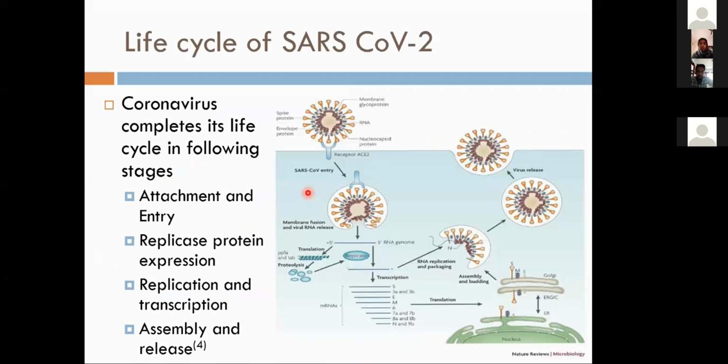Life cycle of SARS-CoV-2. Studying the life cycle is the most important part in any sort of research dealing with microbes. From this pictorial representation, we can see that the coronavirus binds to the ACE2 receptor on the cell surface. It enters the cell, causing membrane fusion and viral RNA release, which causes the expression of replicase protein. And then transcription and replication take place.